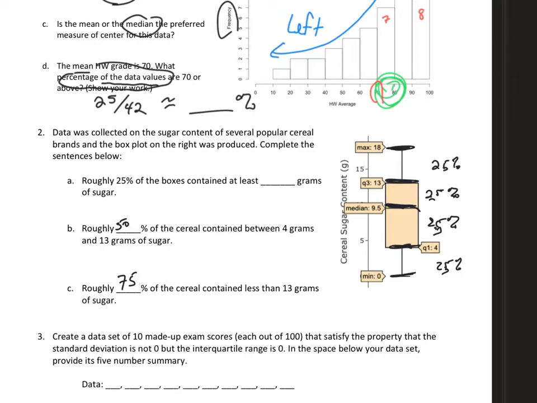The last one, or part A, says roughly 25% contain at least blank grams. At least means so many or above. So I'm looking for the line on my graph that has 25% above it. And so that's going to be this line right here. That line has 25% above it. So the cereal that has at least 13 grams is going to account for this 25%, 13 or higher. So I think maybe that was misreading the word at least. I'm not really 100% sure what was being misread, but this is the right answer.